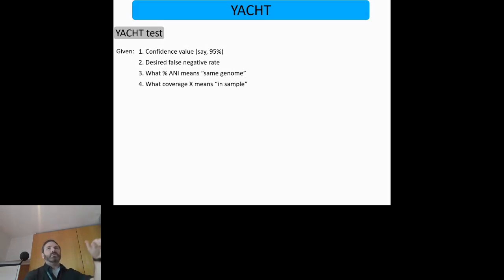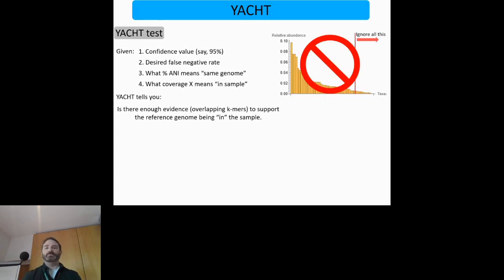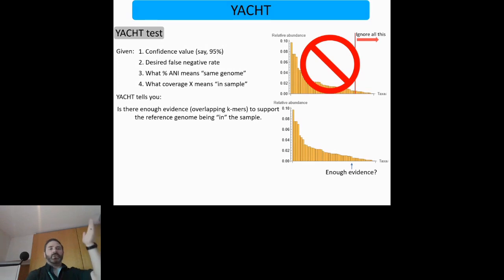You set what percent of the unique regions to the organism have to be covered by reads to be represented as in your sample. After that point, YACHT will go and tell you if there is enough evidence in the form of overlapping k-mers to support the reference genome being in or out of your sample. So no more of this hard thresholding and ignoring things. Instead, we're going to go organism by organism on the reference genome and ask, do I have enough evidence to say that an organism is in the sample that's related to this reference genome at ANI 95 or above, or 96 or above, or whatever you want.